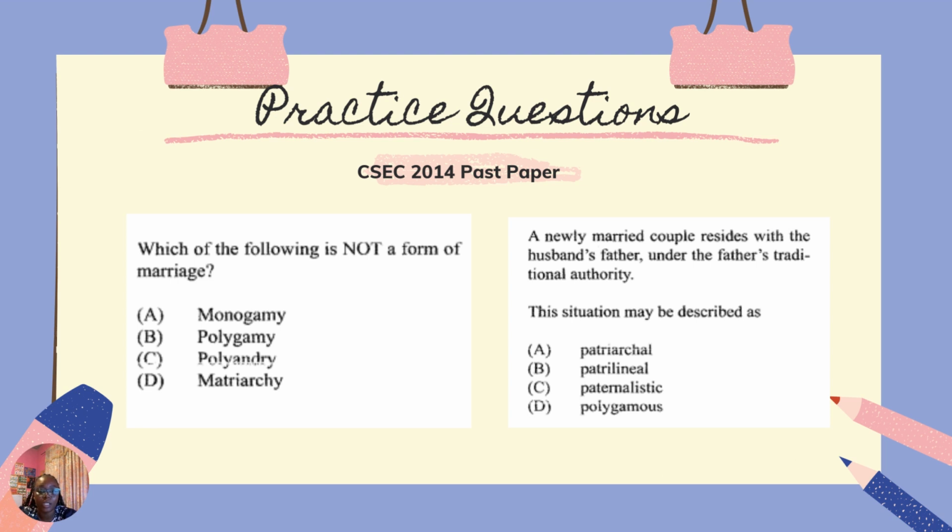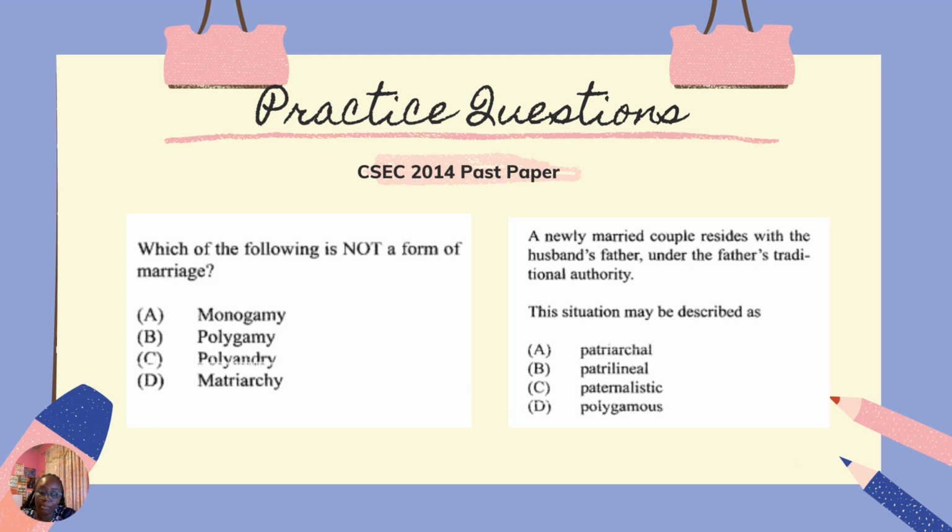A newly married couple resides with the husband's father. Under the father's traditional authority, the situation may be described as... so we need to look at the term that has to do with father, and the father's traditional authority. So where the father is the main authority. We have patriarchal, patrilineal, paternalistic, and polygamous. Polygamous would be out of the picture. Therefore, we are left with A, B, and C.